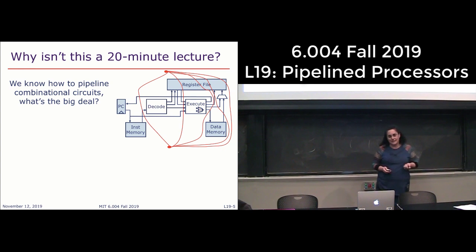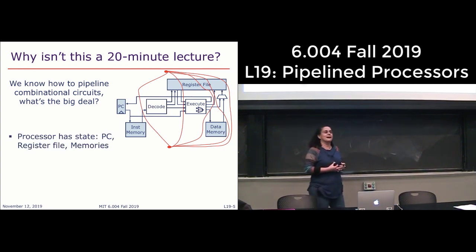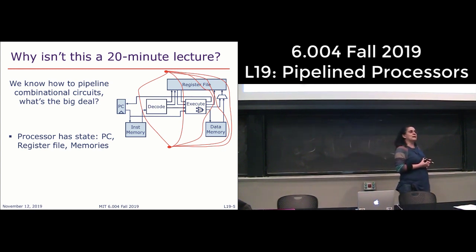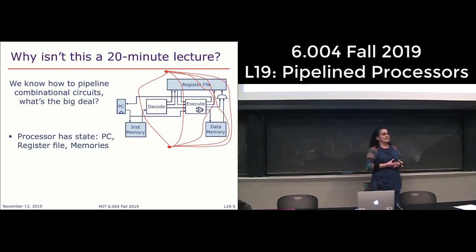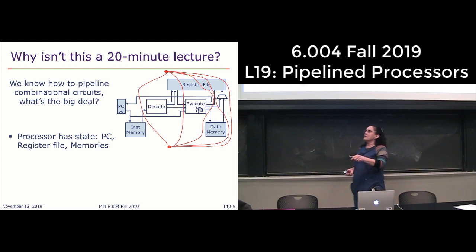Well, it turns out that this isn't quite the same as the kind of circuits that we've learned how to pipeline so far. So far, we've only pipelined combinational circuits. This is not a combinational circuit. This is a circuit that has state, right? We have state in our program counter, we have state in our register file, we have state in our memories. So that's problem number one.